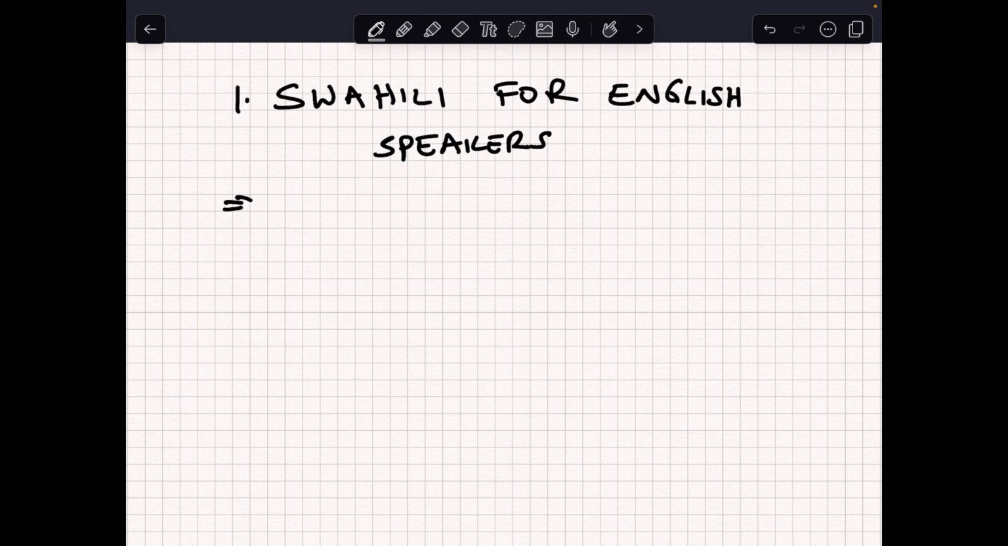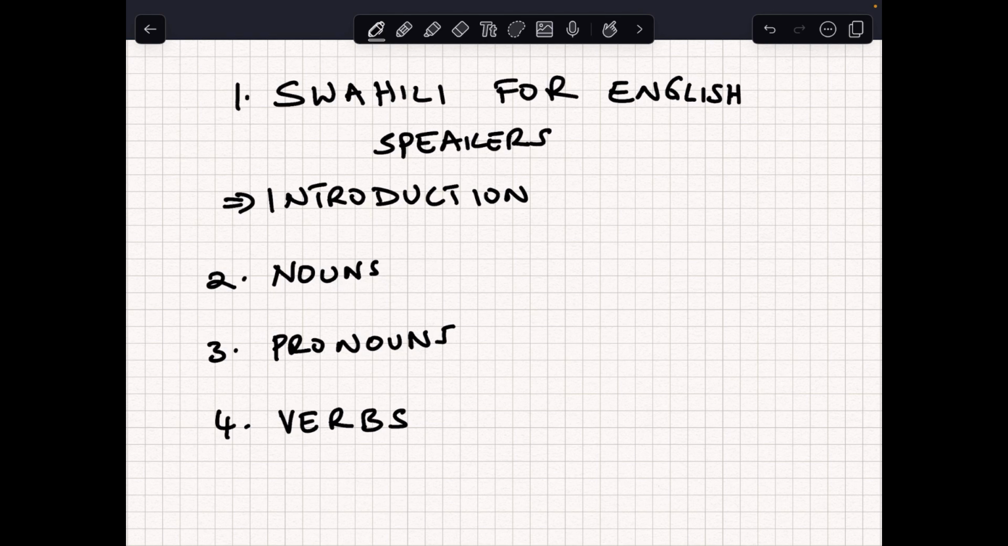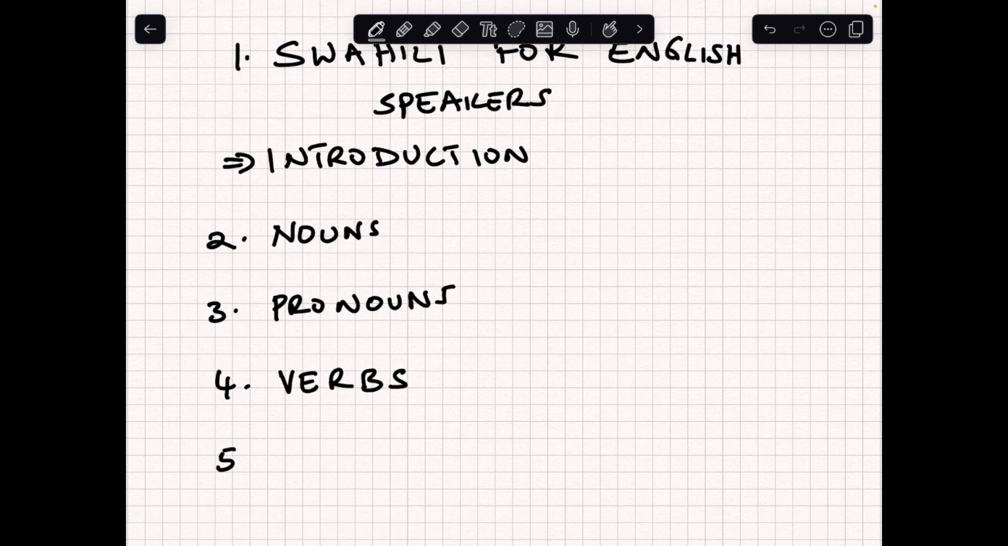So today we will look at introduction, and then the next video, which will be number two, we will look at nouns, and then the next one, number three, we're going to look at pronouns. Number four, we will look at verbs. Number five, we will look at tenses. Number six, we will look at days of the week.